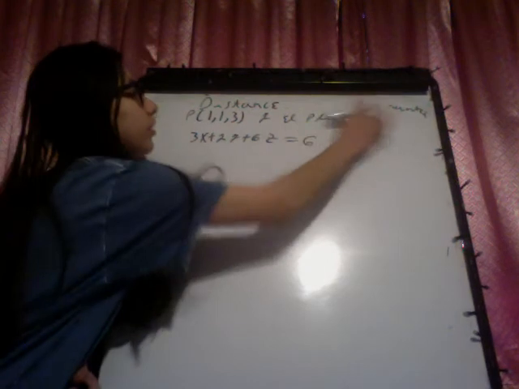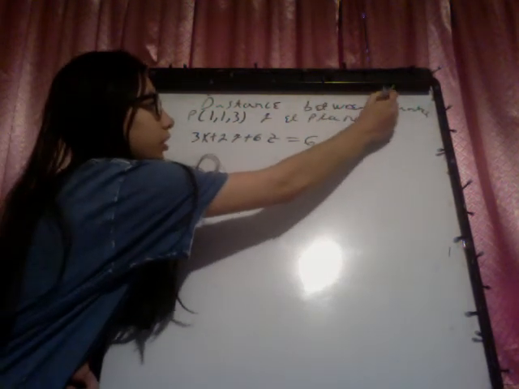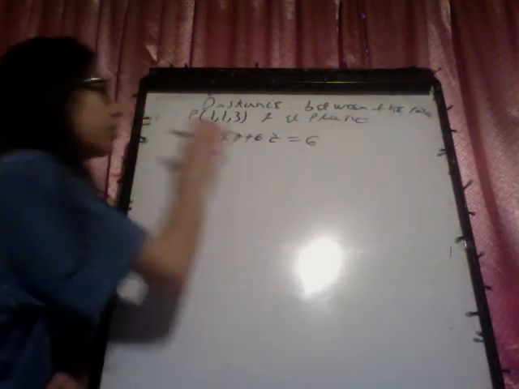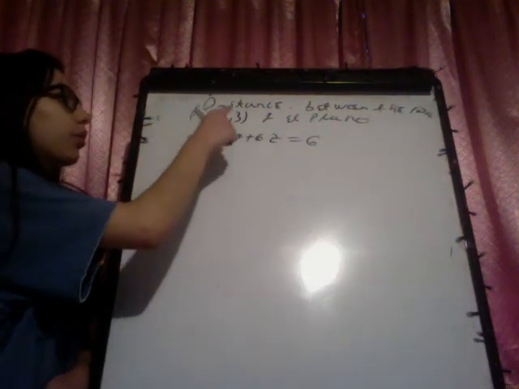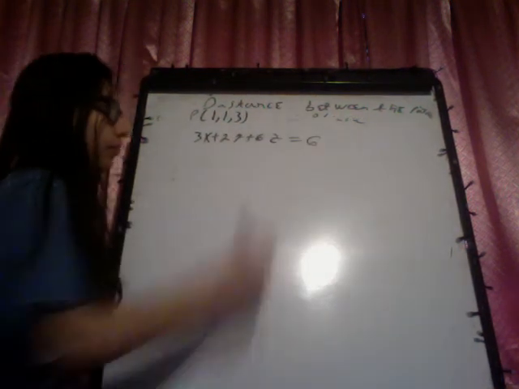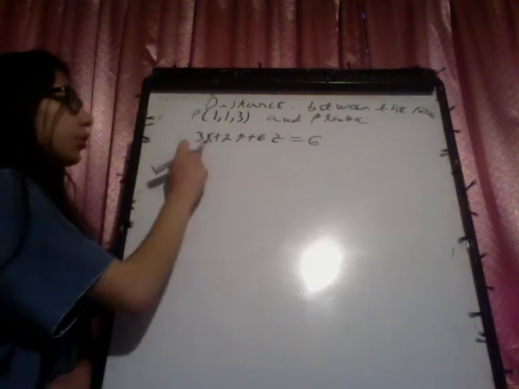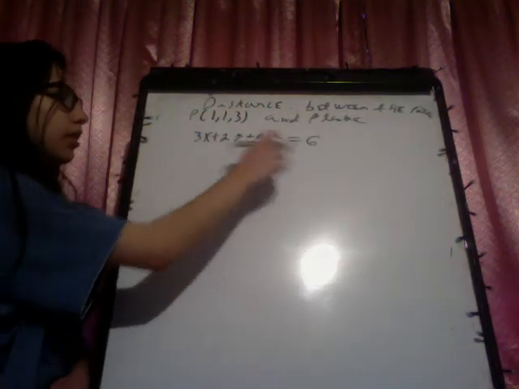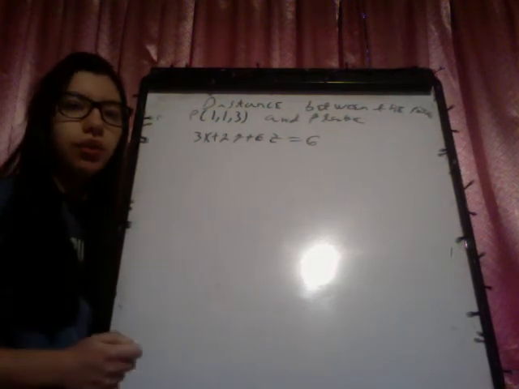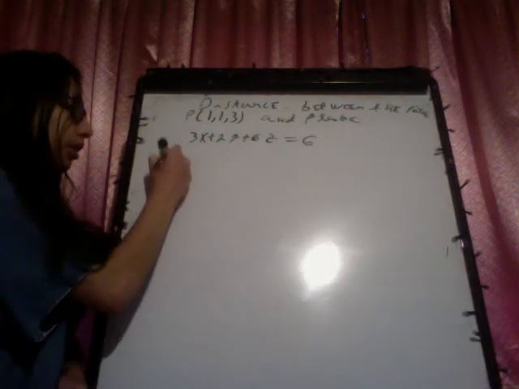Alright, so first we want the distance between the point P(1, 1, 3) and the plane 3x plus 2y plus 6z equals 6. If you think you can do it, stop the video now and then continue to see if we have the same result.